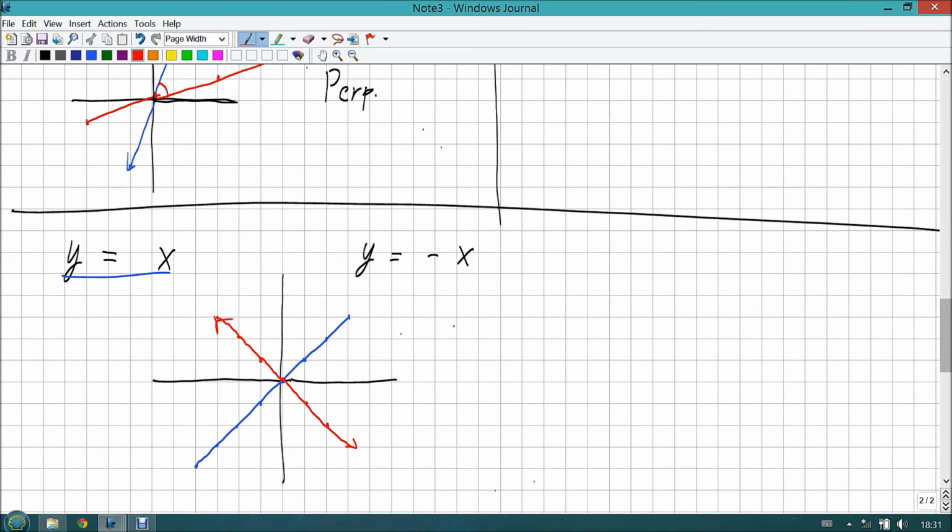Now, looking at the blue and the red line, what do we have? That's right. We have a right angle. These two lines are perpendicular to each other. But, Mr. O'Neill, they're not reciprocals. Well, that is sort of true. Let's look at the graph. This is 1 over 1, right? And this is 1 over 1. So flip them. What do we get? Yeah, 1 over 1. So they're still reciprocals.